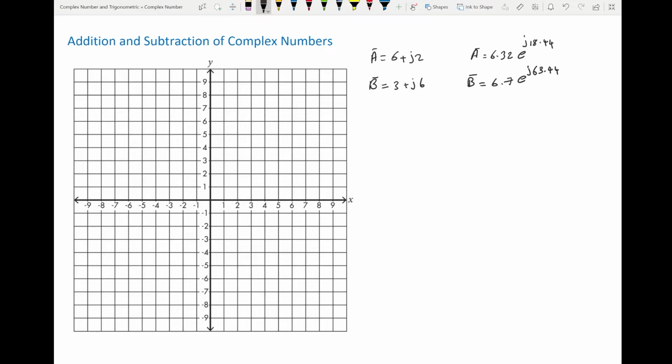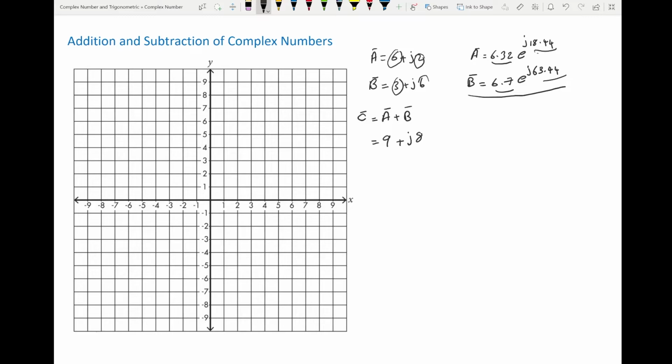Now, if I want to add vector A plus B, we will create a new complex number, A plus B. The addition of two vectors, you add the reals together, so that will be 9, plus you add the imaginary together, so that will be J8. Now addition in the polar form cannot be done. We cannot just add this magnitude and this phase. That's not correct. So usually convert polar form to rectangular form and do addition and subtraction, and you're going to get a result. Then convert the result from a rectangular form to a polar form.